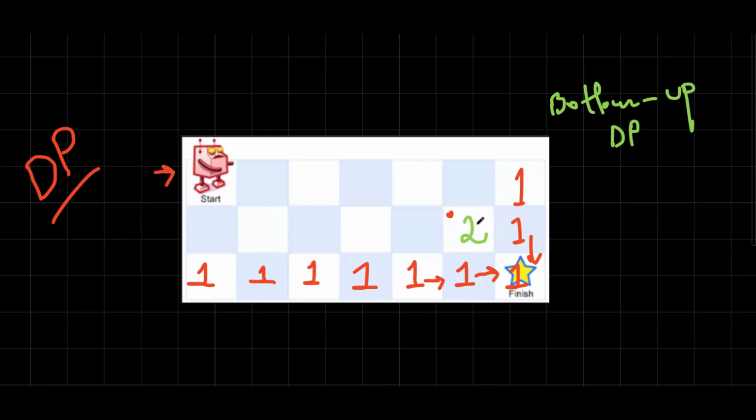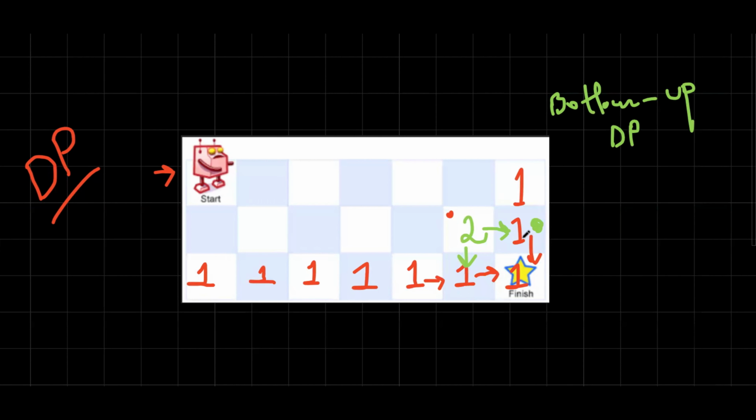Because by using the downwards position, we can go to these positions. Then the subproblem will be in how many ways we can reach the finishing position from this position, which is 1. So here, there is only one possible way. Again, if we go to the right position, the subproblem will be in how many ways we can reach the finishing position from this cell, which is also 1.